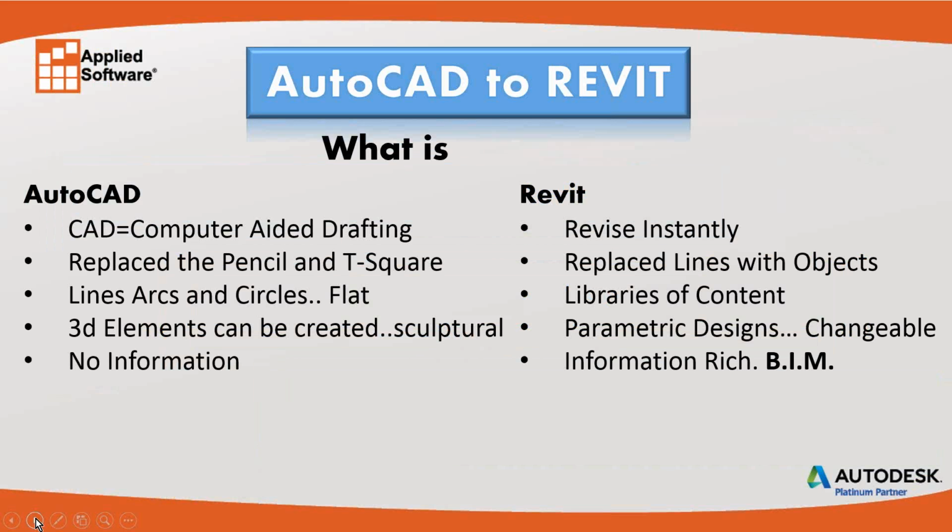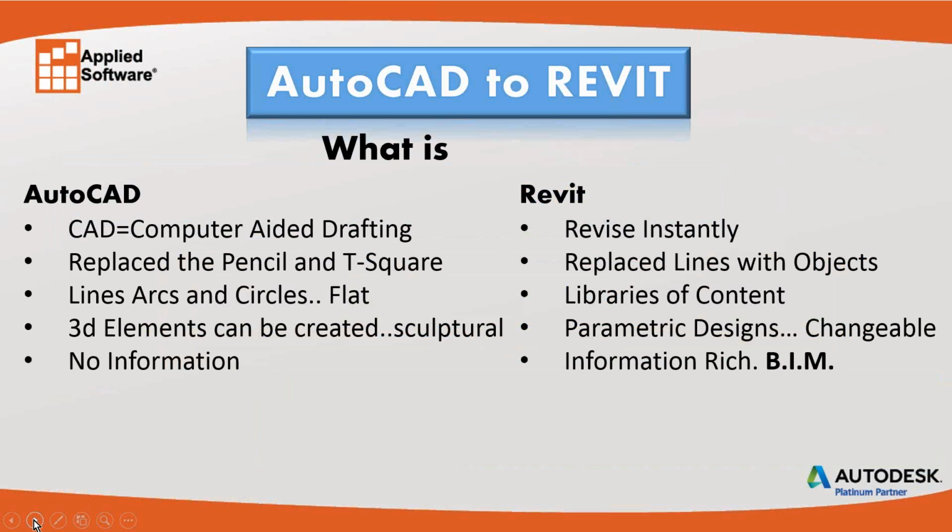Now, first, let's talk about AutoCAD. What is AutoCAD versus Revit? On the left-hand side, you have your comparison of basic features within AutoCAD versus Revit. AutoCAD is a computer-aided drafting tool that replaced the pencil and T-square. It consists of lines, arcs, and circles, and it's flat. The information isn't there. If three-dimensional objects are created in AutoCAD, they're considered sculptural. What I mean by that is they're almost formed like a sculpture would, and they're almost impossible to change. And last but not least, there's really little to no information in AutoCAD.